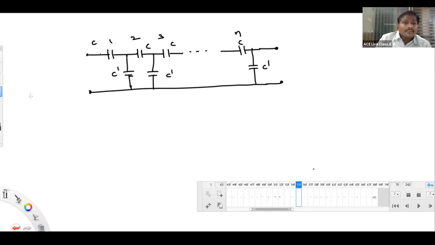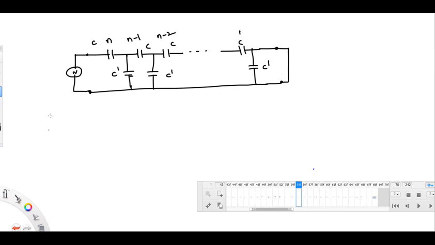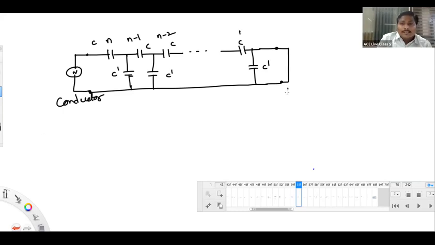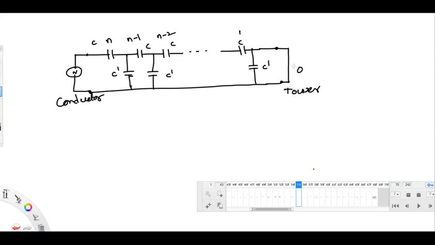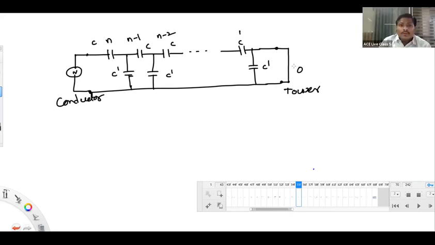Assume that on the one side you have a voltage source. You take this is 1, 2, 3, and so on up to n. N minus 1, n minus 2. This side you have voltage source, and this side it is shorted. Understanding? Yes, sir. This is a conductor portion. This is a tower. Tower is grounded, right? Yes, sir. So it's operating at 0 potential.